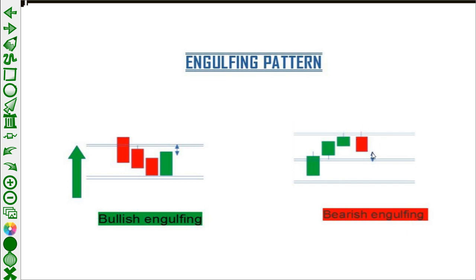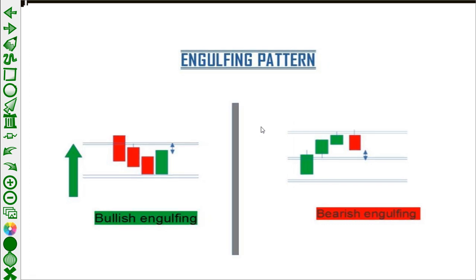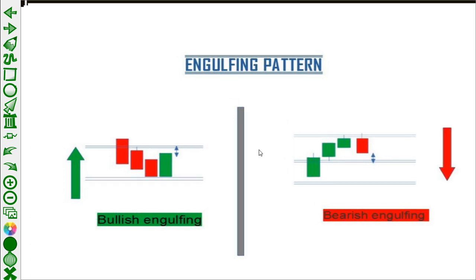But what we need to observe here is there should be some difference between the minor bias area and the close of the candle. We will see in further images where to take the trades and where to avoid the trades in upcoming slides. So this is about bearish engulfing.